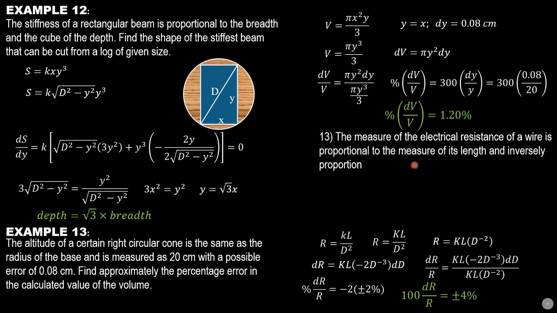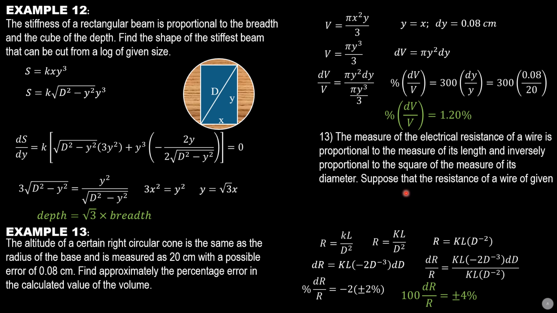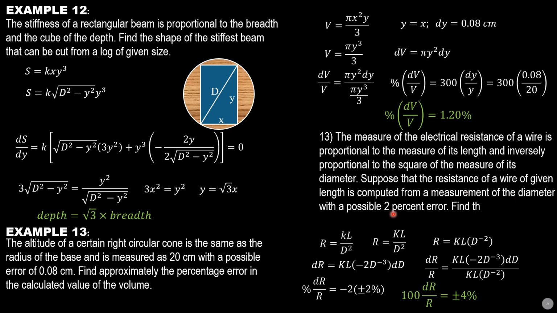Then problem 13, the measure of the electrical resistance of a wire is proportional to the measure of its length and inversely proportional to the square of the measure of its diameter. Suppose that the resistance of a wire of given length, constant length, is computed from a measurement of the diameter with a possible 2% error. So the error in the diameter is 2%. That is 100% of differential d over d. But differential d over d, relative error in the diameter, is 0.02.